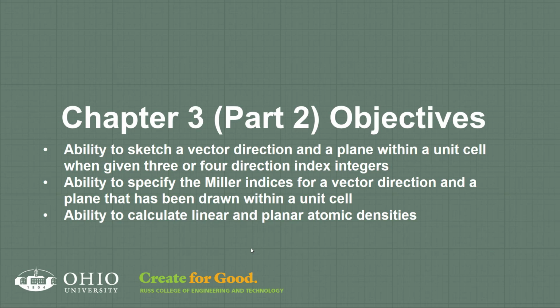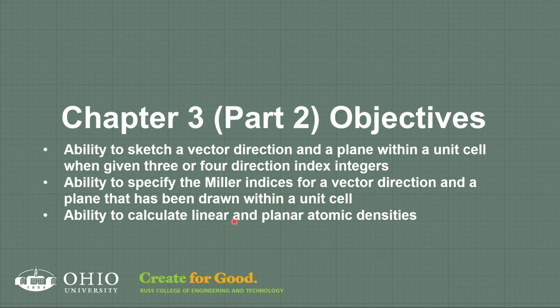As we've discussed in previous lessons, we will start with the objectives and the goals for this particular lecture. It will be able to sketch a vector direction and a plane within a unit cell when given 3 or 4 direction index integers. So basically, if we're given some indices, how can you sketch a vector direction or a plane? The second part will be to be able to specify these indices based on a given vector direction or plane. So if you're given a sketch, how do you specify the indices?